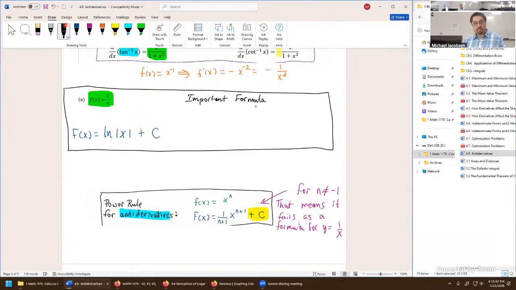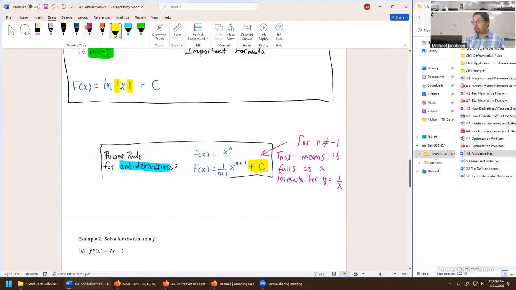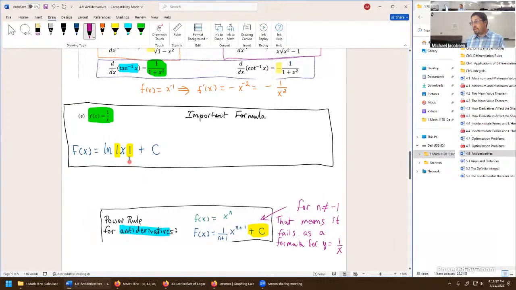We'll use it in chapter 5, and we'll get a good idea of its importance before very long in that chapter. One thing to mention as well is that this part is also very, very important. For full credit, whenever we're taking an antiderivative of 1 over x, absolute values are required for full credit.